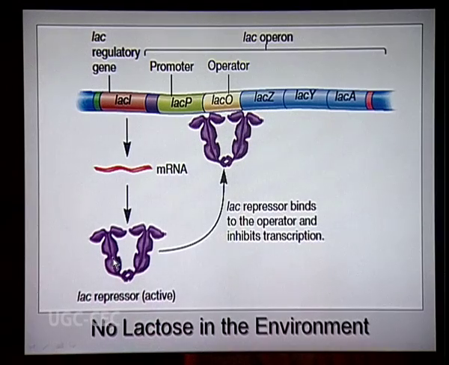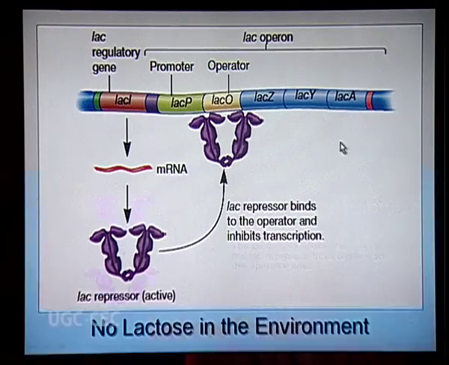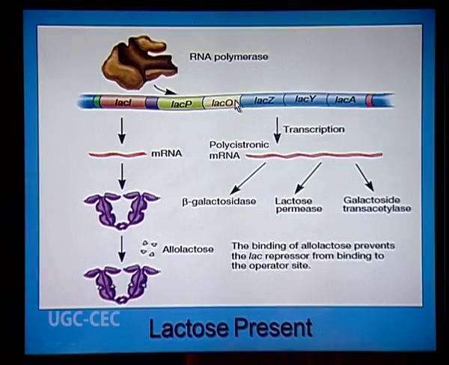See, the constitutive synthesis of Lac repressor leads to the formation of a dimer, and this dimer binds to the Lac operator, which is the regulatory DNA element. Once it binds to the Lac operator, it restricts the binding of RNA polymerase onto the Lac promoter. And if it cannot bind to the Lac promoter, then there is no synthesis of the structural genes.